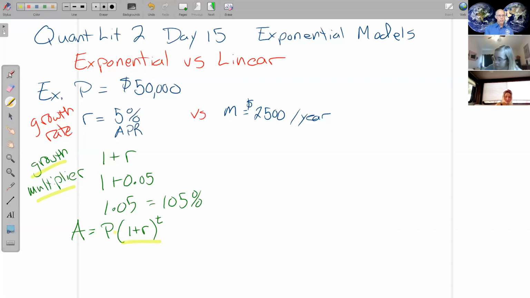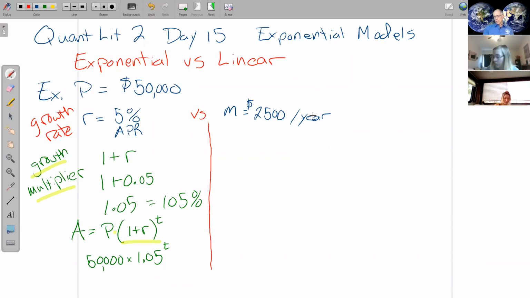So for this situation here, my formula would be $50,000 times 1.05. Since I did the addition, I don't really need the parentheses. If the addition was still there, I would need the parentheses. And then I just raise that to the power T. So we'll calculate that for some various values of T in just a minute. But I want to look at the linear side.